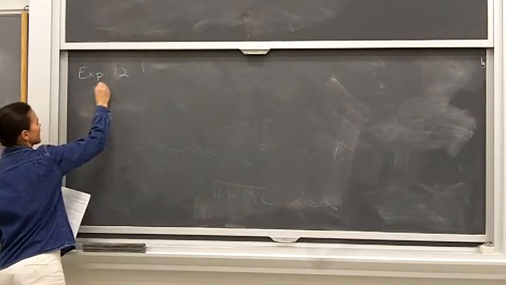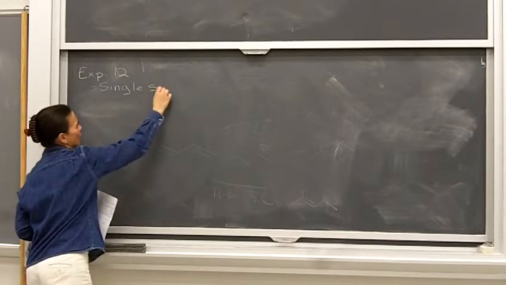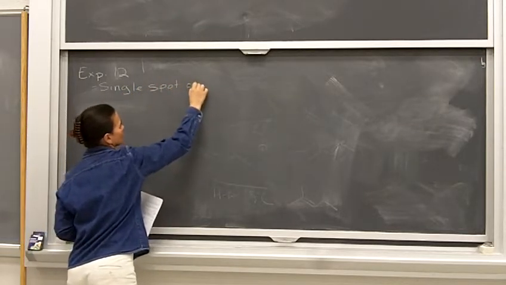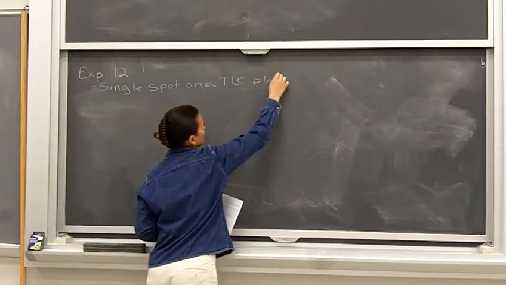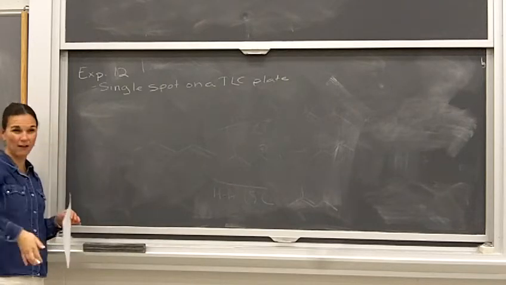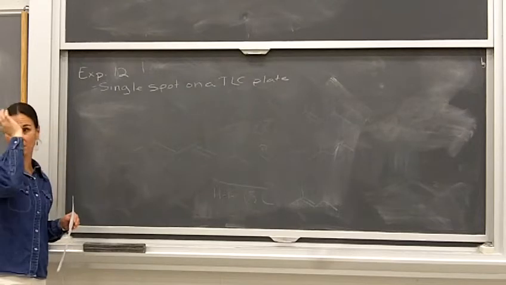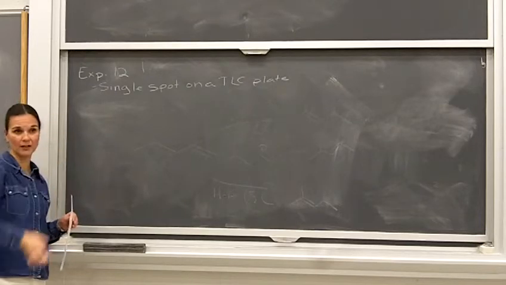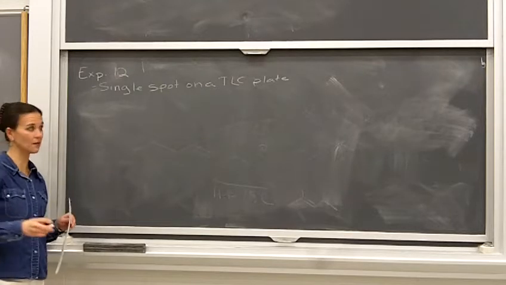When you see a single spot on a TLC plate, what does that tell you? Like if you have a lane and it has one single spot, what does that tell you about whatever you spotted on that lane? Pure by TLC. It's pure by TLC, right?